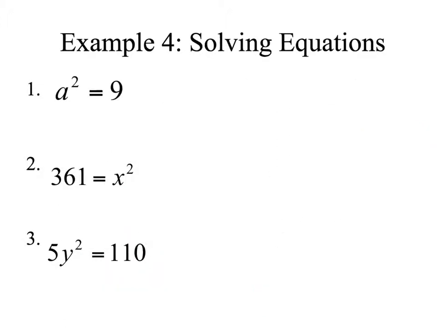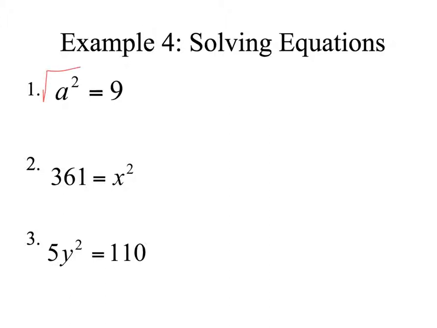Last example for today, we need to look at some square root equations. So in the first one, I have a squared equaling 9. Some number squared gave me 9. Just like when we were doing equations before, to undo addition, we use subtraction. To undo multiplication, we use division. To undo squaring something, we're going to square root both sides.